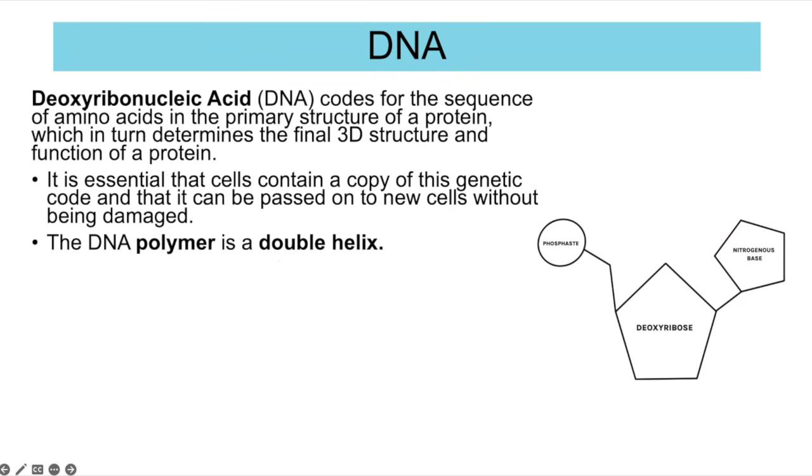It's essential that the cells contain a copy of this genetic code, and it's really essential it gets passed on to new cells without being damaged, because if it does get damaged, you will change your DNA base sequence, therefore code for a different primary structure, potentially, and you end up with a non-functioning protein.